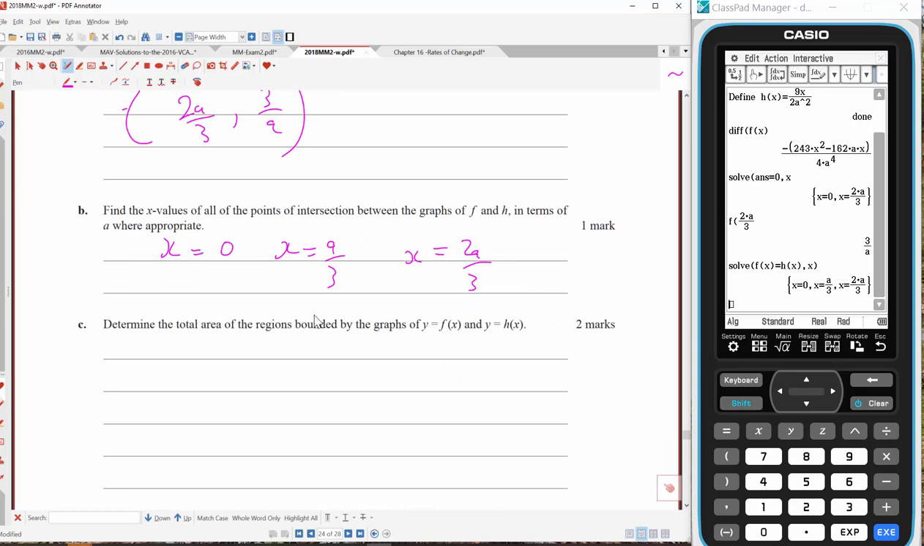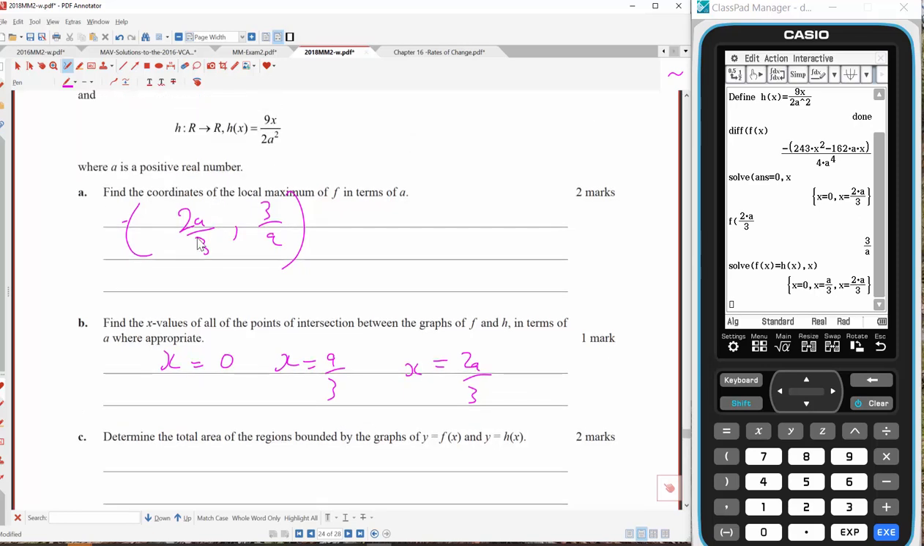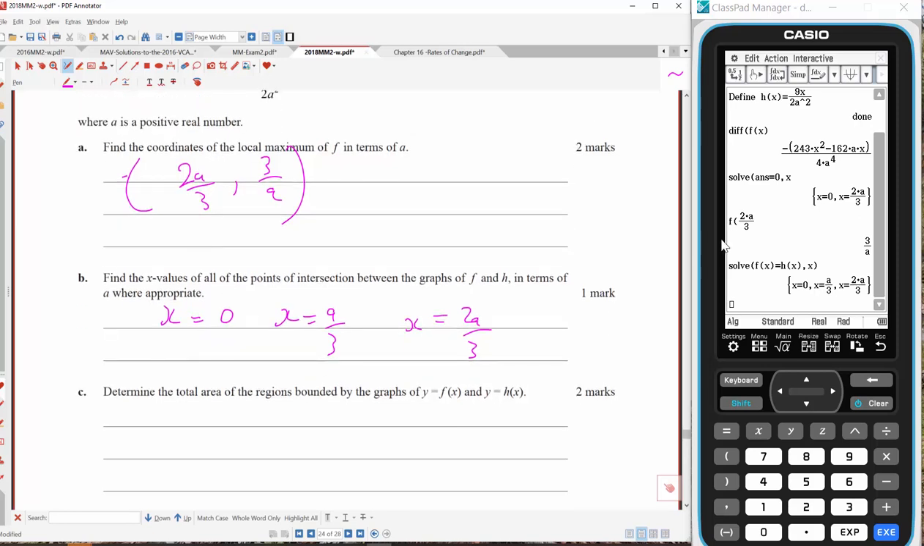Determine the total area of the regions bounded by the graphs of f of x and h of x. So obviously, it intersects 3 times. One of the times is at the local maximum, and one of the times is at 0. So it's going to be like a cubic that goes up at its local maximum. We're going to get an intersection there, and at a on 3 at the midpoint. So that's what it's going to look like. Let's just have another look.